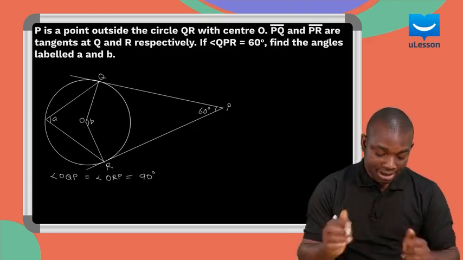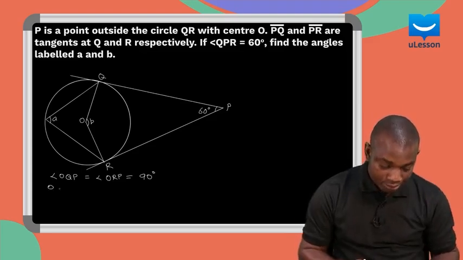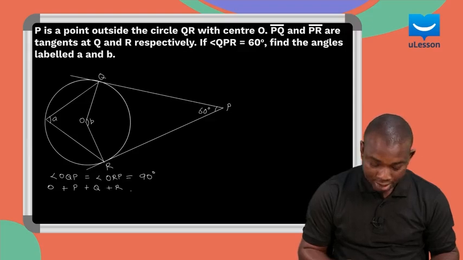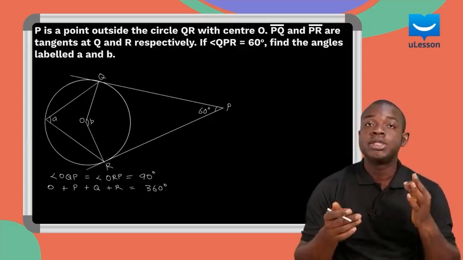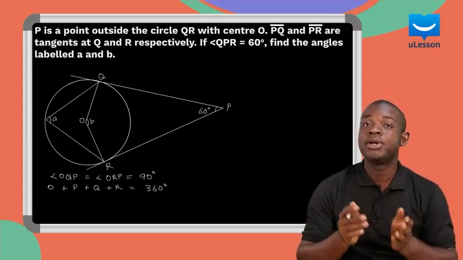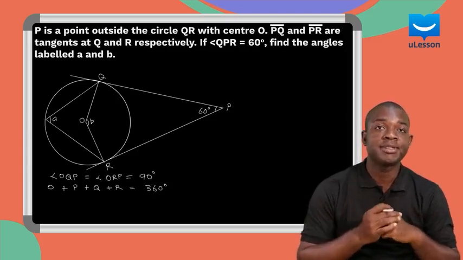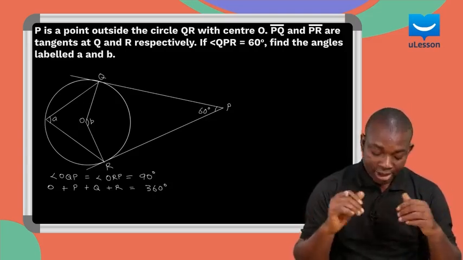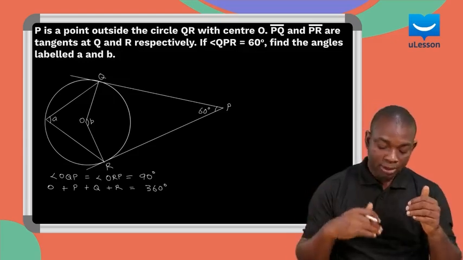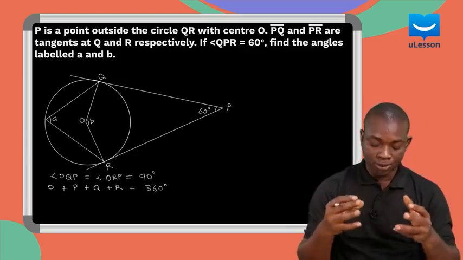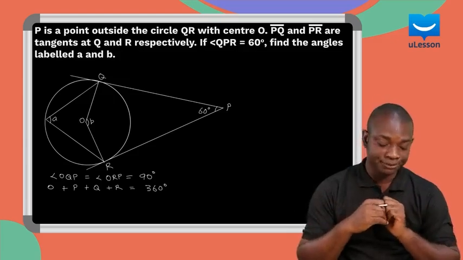Now, what this means is that O plus P plus Q plus R is equal to 360 degrees. And this is because the sum of angles in a quadrilateral is 360 degrees. Now, in this case, we are considering the quadrilateral PQOR. So, the angles at those points sum up to 360 degrees.